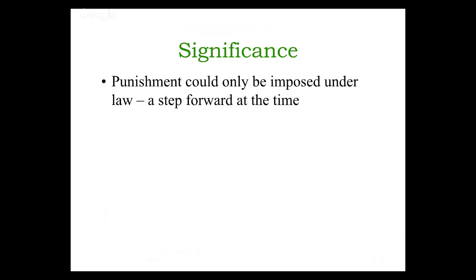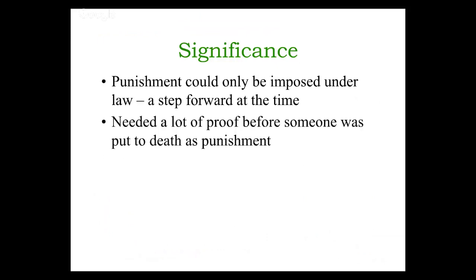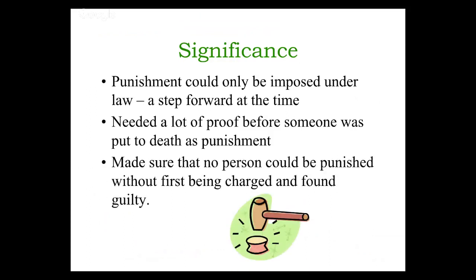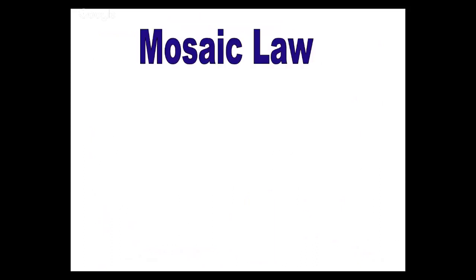Here we go. Significance. Punishment could only be imposed under law, a step forward at that time. A lot of proof was needed before you could prove that someone was guilty. And no one could be punished without first being charged and found guilty. So you couldn't just say, Bob, you're guilty, and then take them away and kill them. They had some sort of a trial process for it.